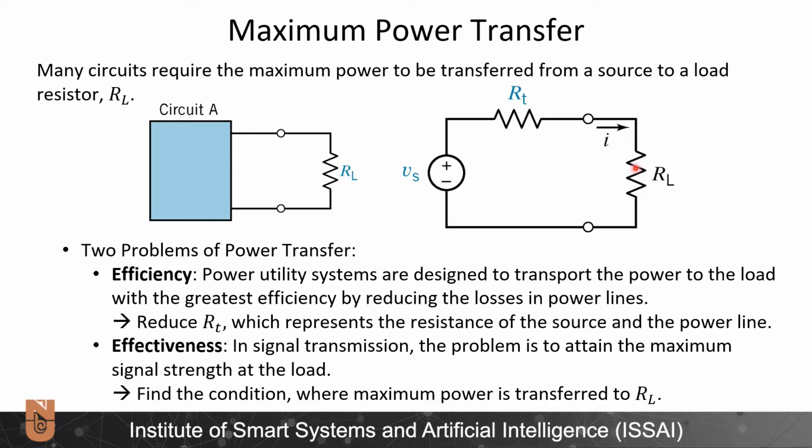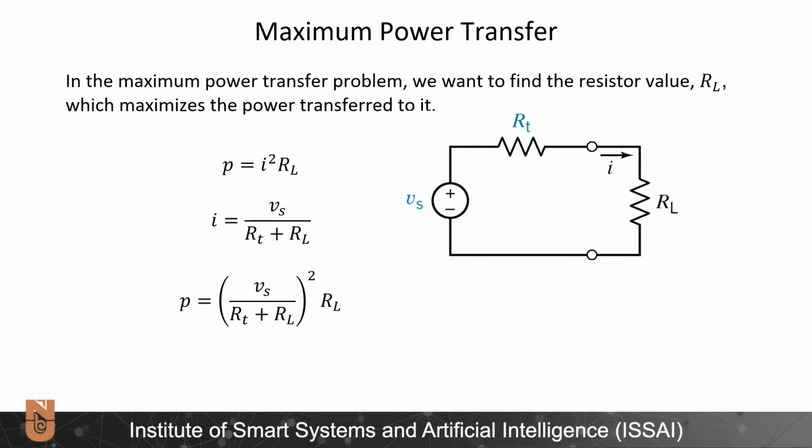The second problem is the effectiveness. In signal transmission, the problem is to attain the maximum signal strength at the load. So therefore, we need to find a condition where maximum power is transferred to the load RL. In the maximum power transfer problem, we want to find the resistor value RL, which maximizes the power transferred to it.